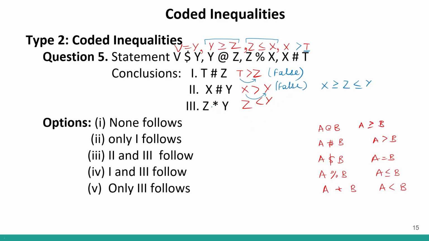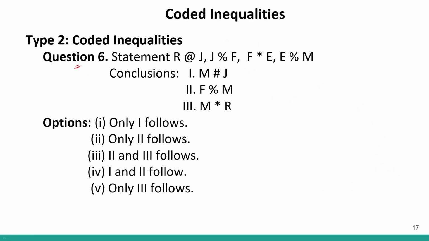Coming to third one, Z is less than Y. So we will move from Y to Z. So if I move from Y to Z, I have a clear relationship between them that states Y is greater than or equal to Z. So this is one possibility. Y is either greater or equal to. So this is also false. That means all three conclusions are false. Answer number 1, none follows will be the answer. Clear?